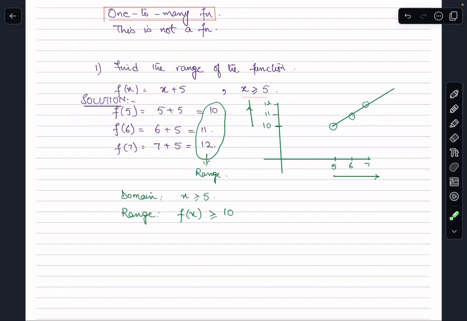With respect to this linear function, I sketched the linear graph, for which I said x is 5, the y value was 10. x is 6, the y value was 11. x is 7, the y value is 12. What I observed here is that as the x or domain values are increasing, the y values are also increasing. So for the domain x greater or equal to 5, my range, remember range is always represented with respect to f(x), so the range f(x) is greater or equal to 10.